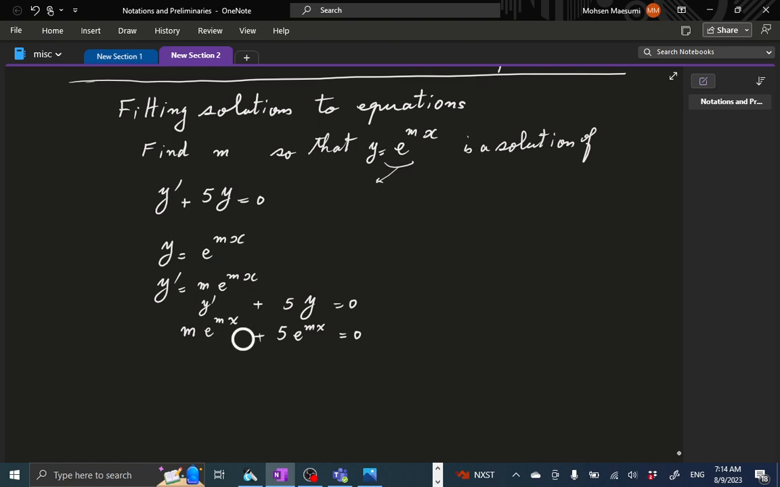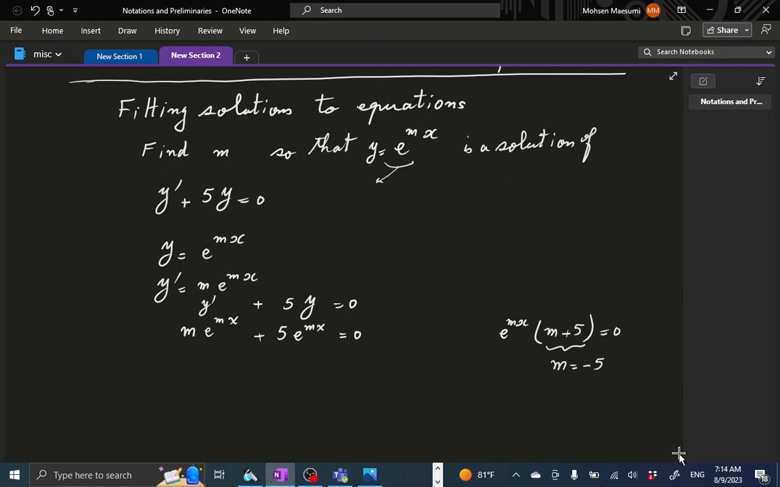I see luckily that this factors. I'll have exponential of mx, I factor it, and I'm left with m plus 5 equal to 0. Now the exponential is never 0, and even if it accidentally became 0 at some point, that's not going to help. I want this to be 0 for all x's. What's the easy way to do that? Here's the only way: you better take m to be equal to minus 5.